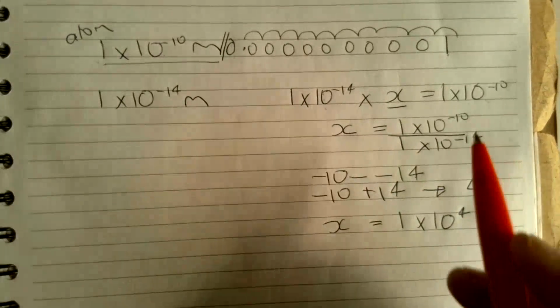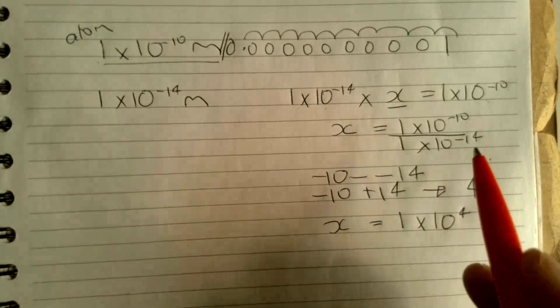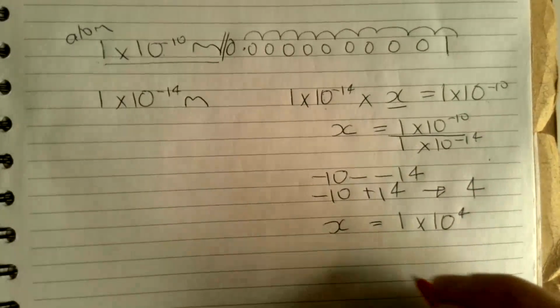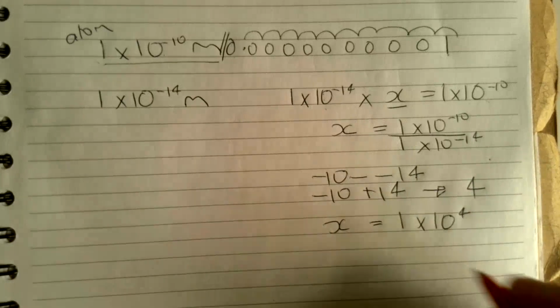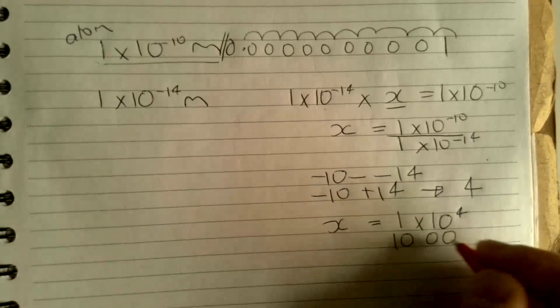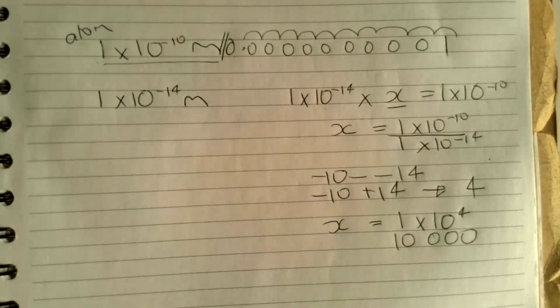So we know that the size of the atom is around 1 times 10 to the 4, or 10,000 times bigger than the size of the nucleus.